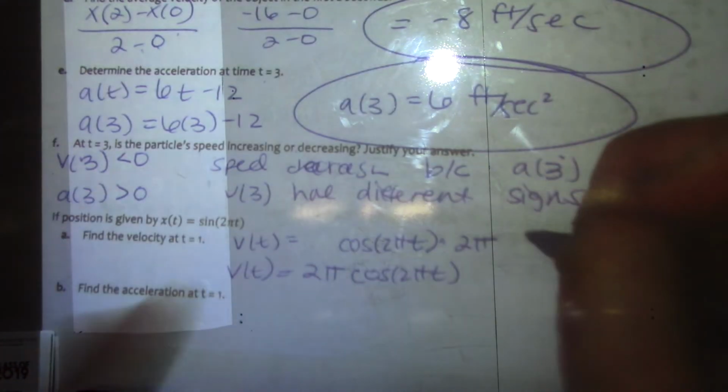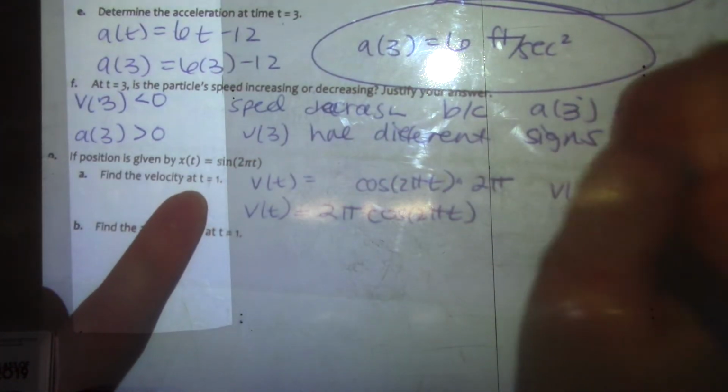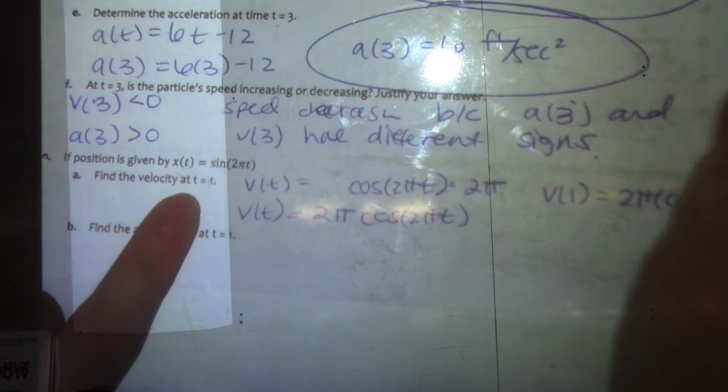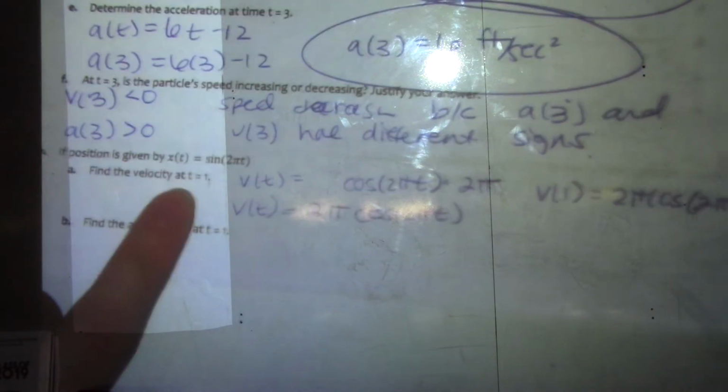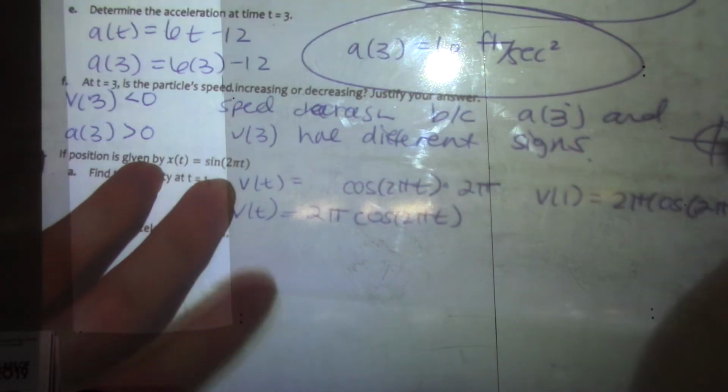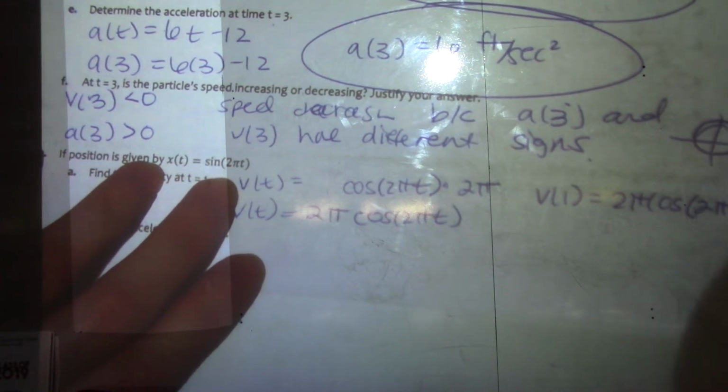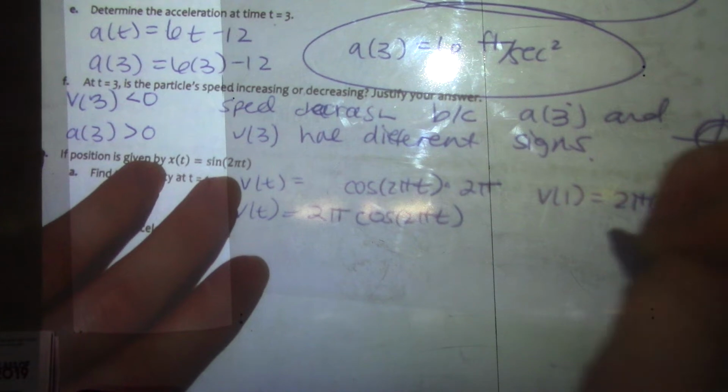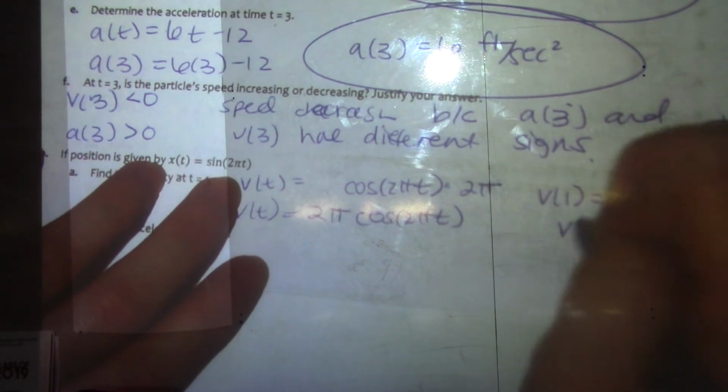And then I want to find specifically the velocity at 1, so that's 2 pi cosine of 2 pi times 1, which is just 2 pi. If you think of your unit circle, 2 pi is back where you started, cosine at this point is just 1. So this becomes 1, 2 pi times 1 is just 2 pi. So v of 1 equals 2 pi.